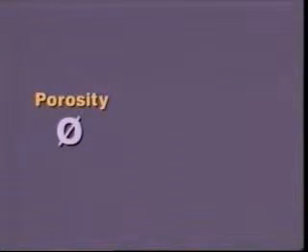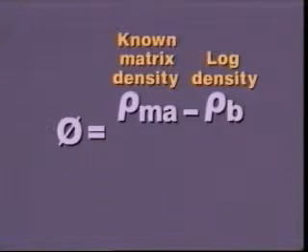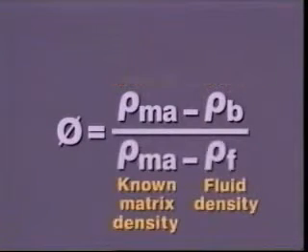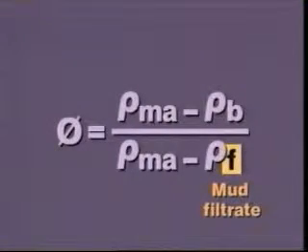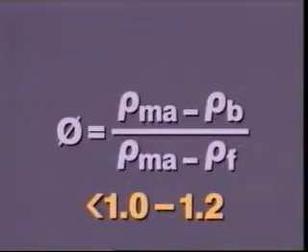In clean formations of known matrix density, porosity may be calculated from this formula. Porosity, phi, equals the known matrix density minus the log density, divided by the known matrix density minus the density of the fluid within the pore space. Because of the relatively shallow investigation of the density tool, this fluid is mostly mud filtrate that usually has a density ranging from slightly less than 1 to about 1.2, depending upon its salinity, temperature, and pressure.